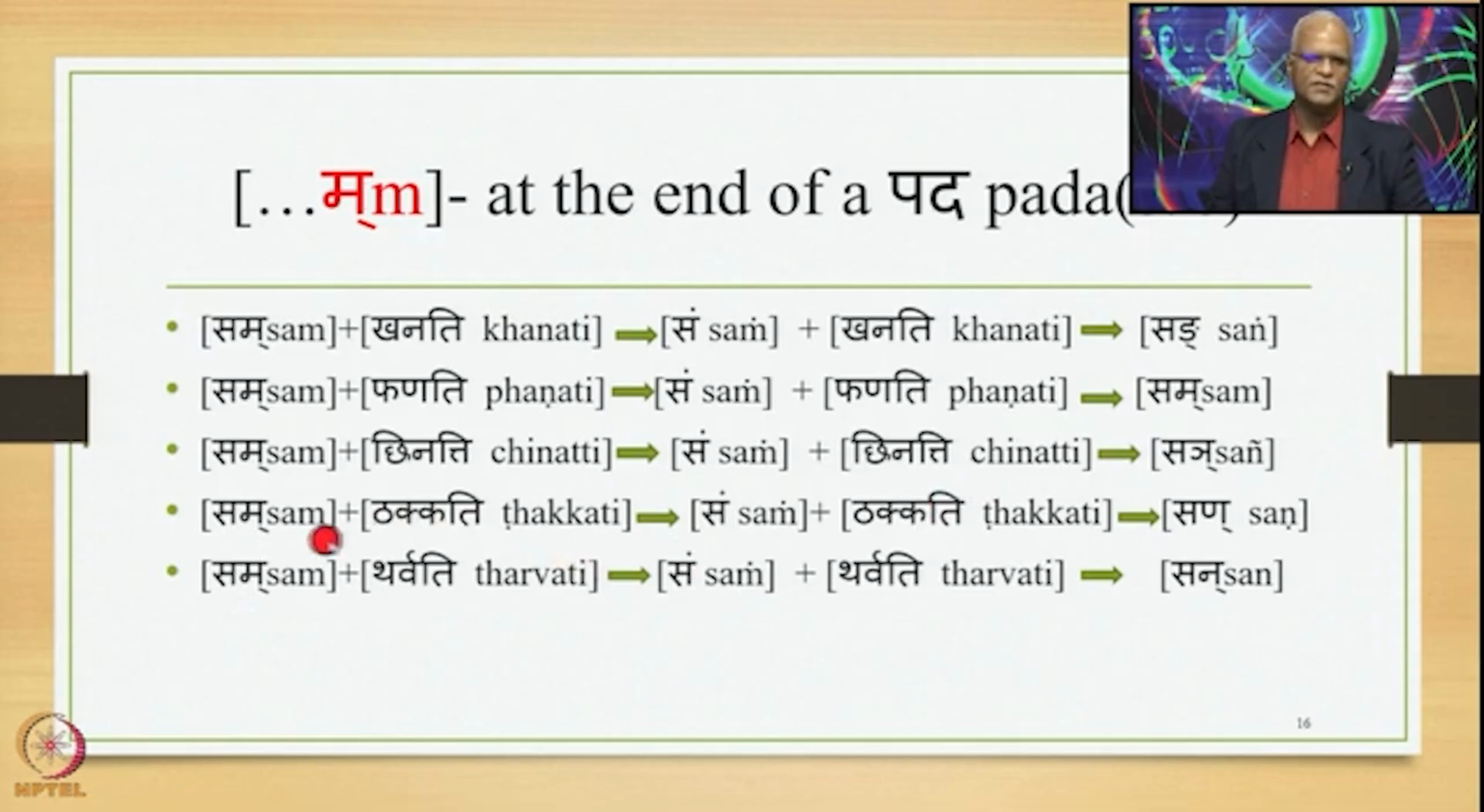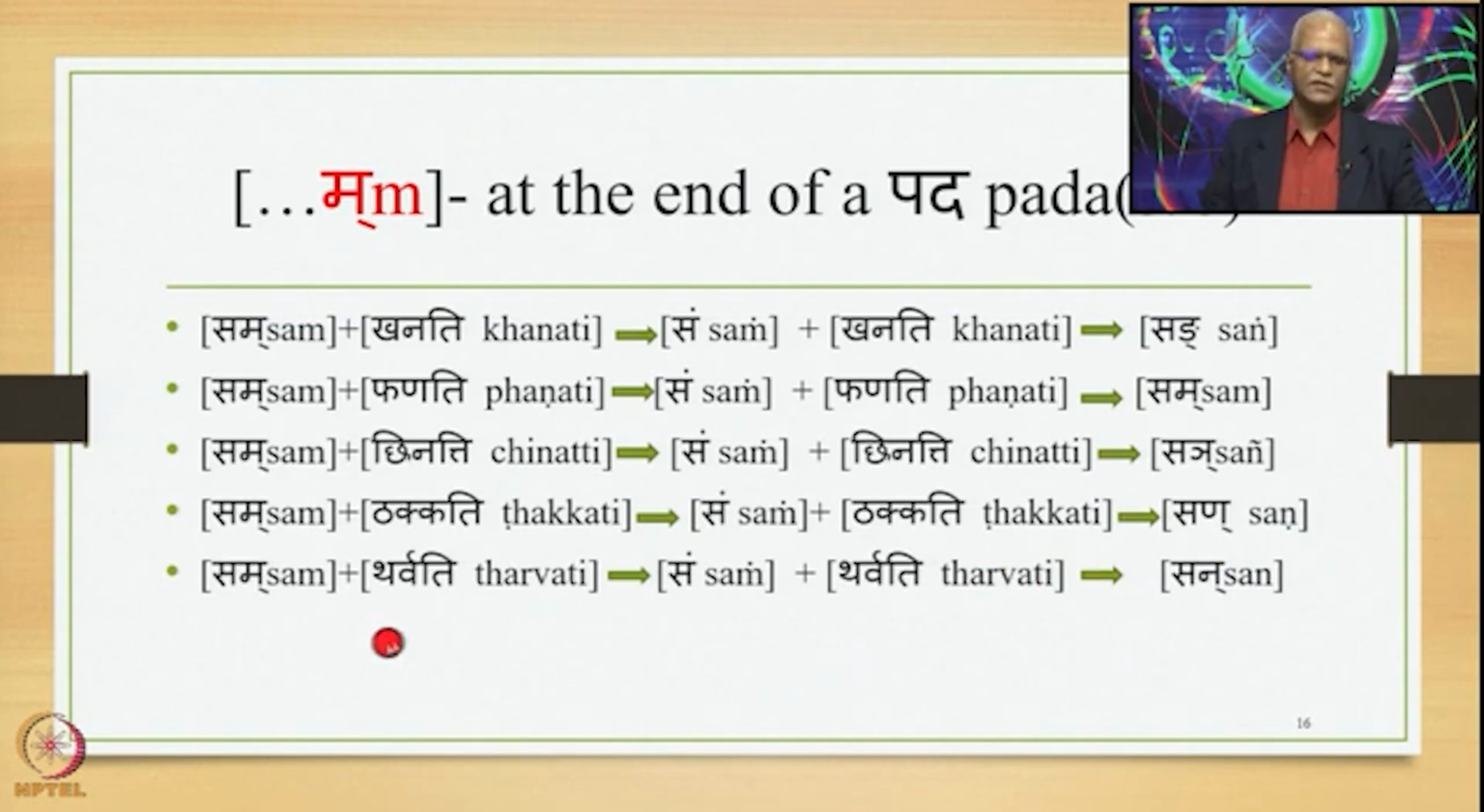Then we have sam plus thakkati, and ma is substituted by an anuswara by 8323, and this output is generated. This becomes an input for 8459, and then this anuswara is substituted by the nasal parasavarna of tha, which is na. So we have san thakkati, that is the optional output generated.